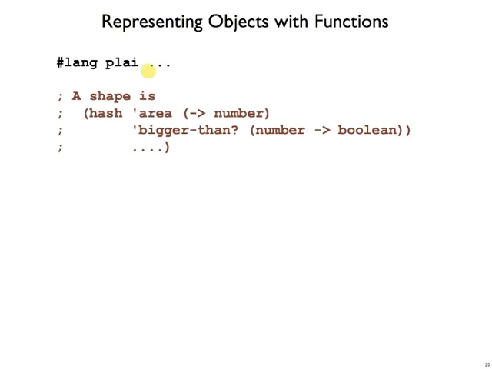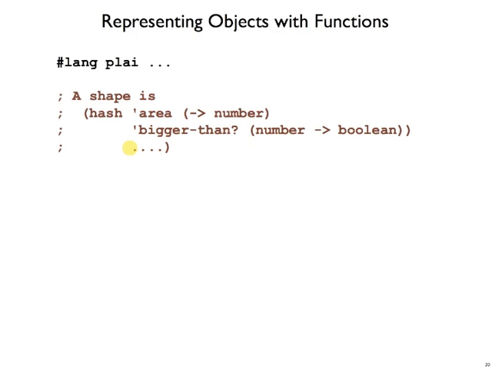So what we're going to do to look at this is switch to an untyped variant of PLAI for a while, and look at an implementation where instead of having an object as a function that takes a symbol, we're going to have an object as a hash table that has a name mapped to a function.